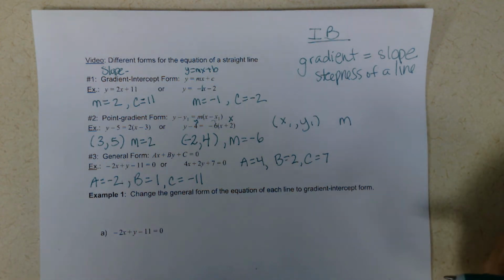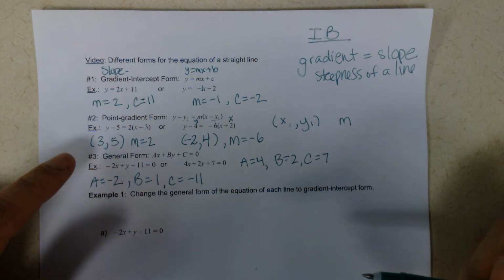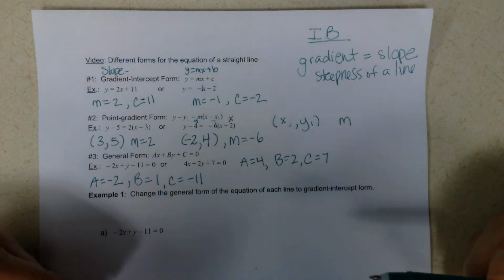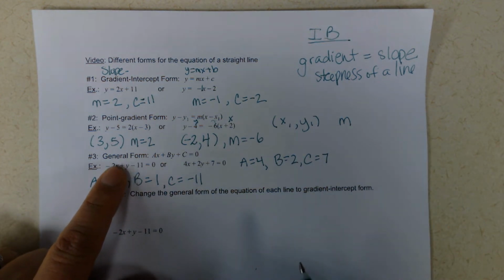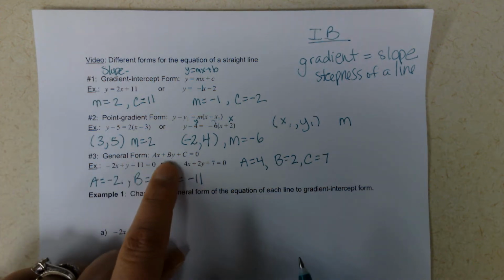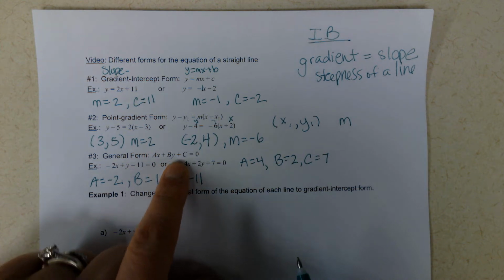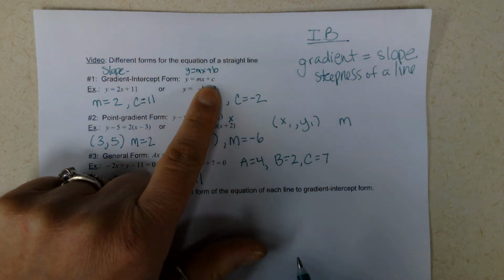But let's look at what we're going to want to do with this. We're going to want to be able to go in between different forms. So we're going to want to be able to transform an equation maybe from general form all the way to gradient intercept form. We're going to be able to turn ax plus by plus c equals 0 into y equals mx plus c.